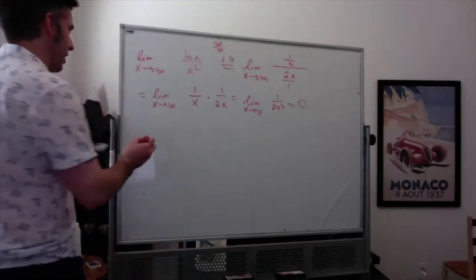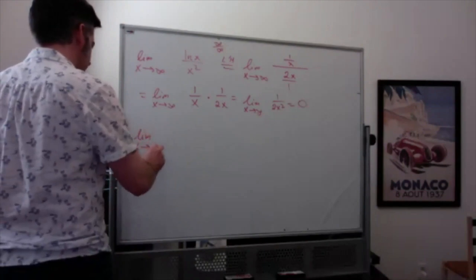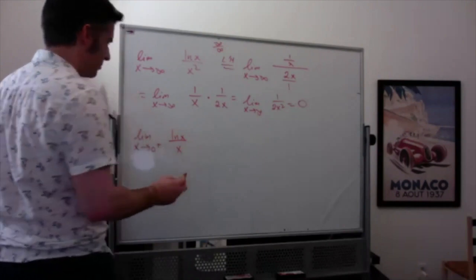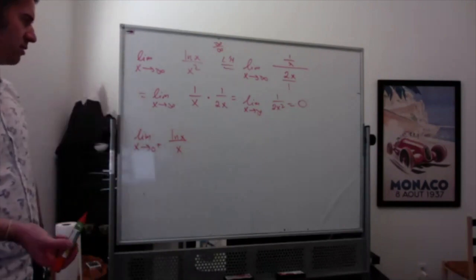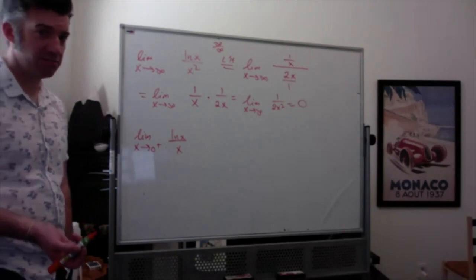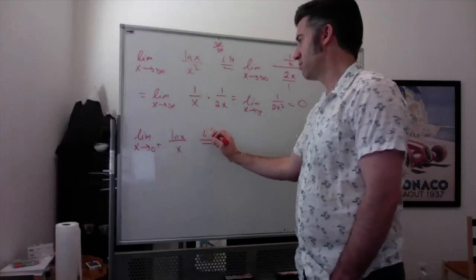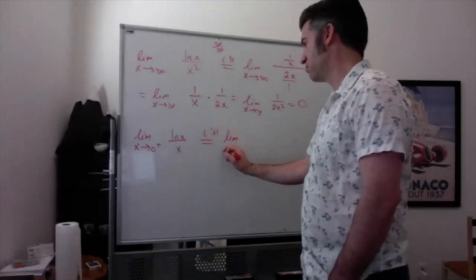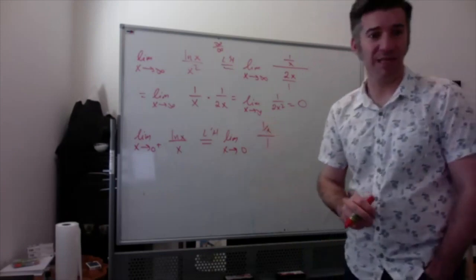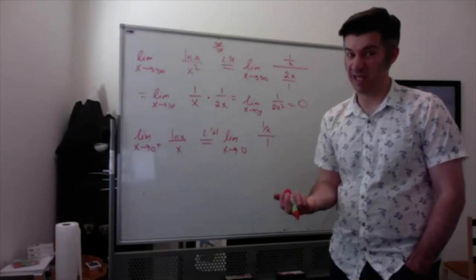One other thing I want to look at: let's say I want to look at the limit as x goes to 0 from the right of the natural log of x over x. Well, I'm going to make a mistake. I made a mistake. I used L'Hopital's rule, which was the mistake here.